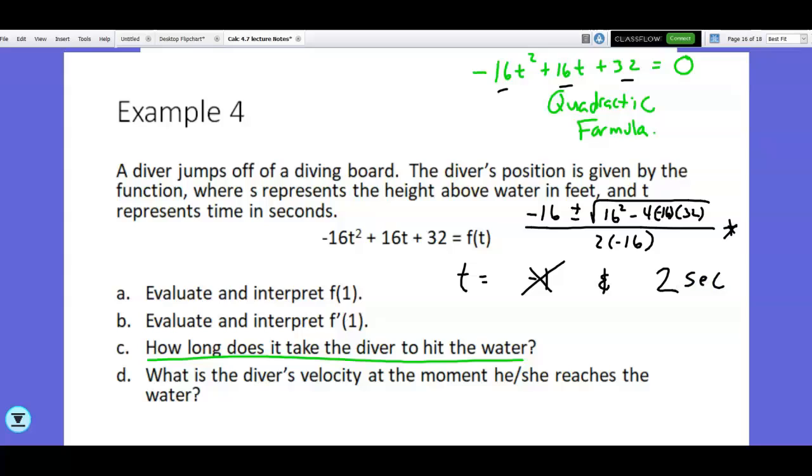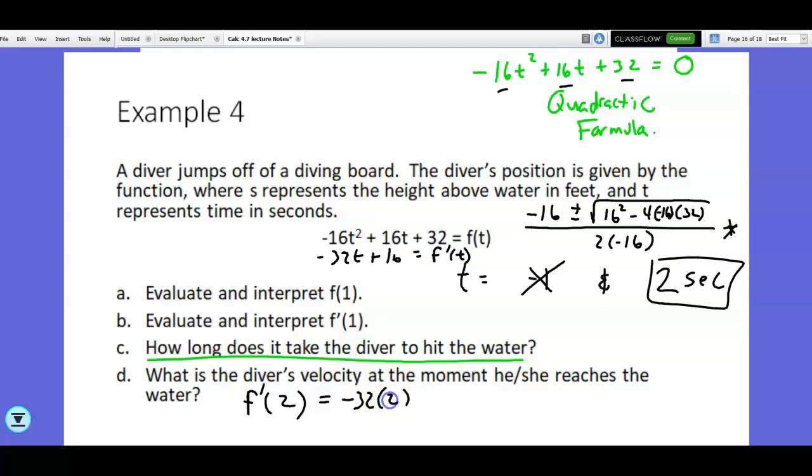Now the question is, what's the diver's velocity at the moment he or she hits the water? Well, now we know when he hits the water, but now we want to know the velocity. The velocity would be f prime of 2. All right? So we've already said that the derivative was -32t plus 16, right? So f prime of 2 would be -32 times 2 plus 16.